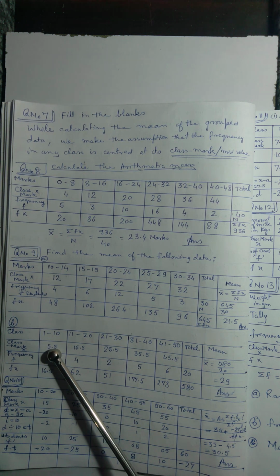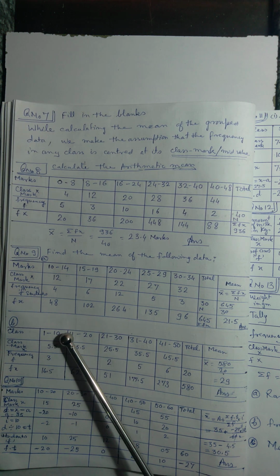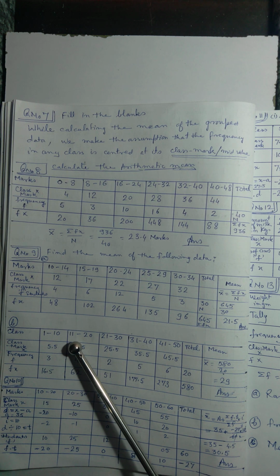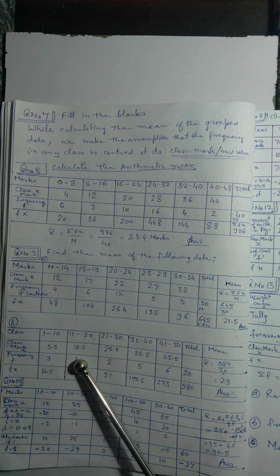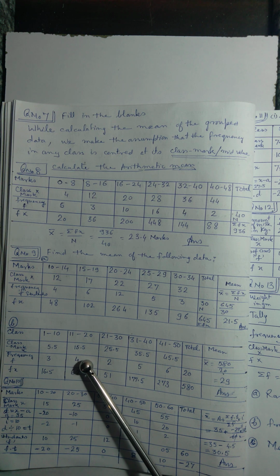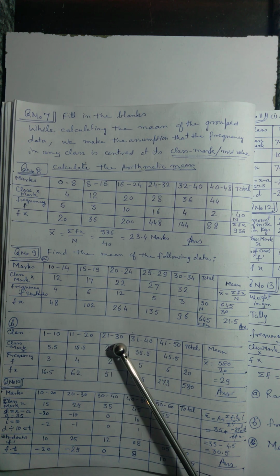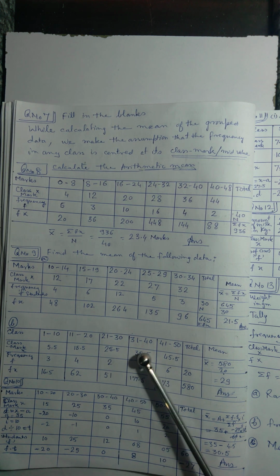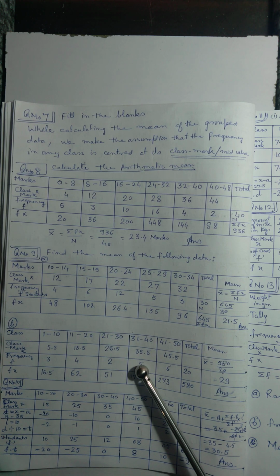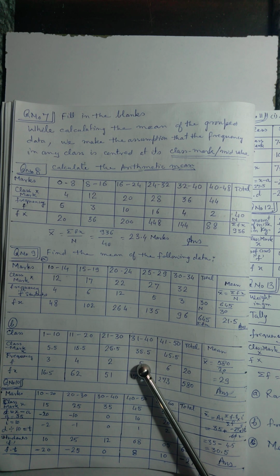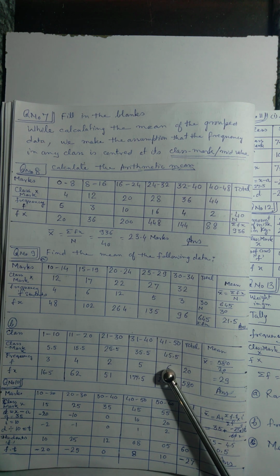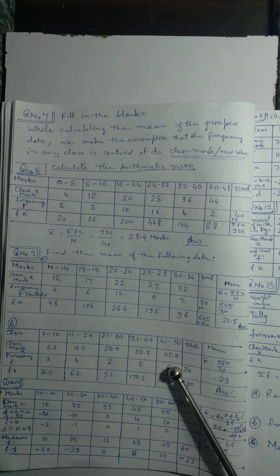Now the class mark: just add 1 plus 10, that is 11, 11 divided by 2, that is 5.5. 11 plus 20, 31 divided by 2, that is 15.5. 21 plus 30 divided by 2, that is 25.5. 31 plus 40 again divided by 2, we will get 35.5. 41 plus 50 divided by 2, that is 45.5.